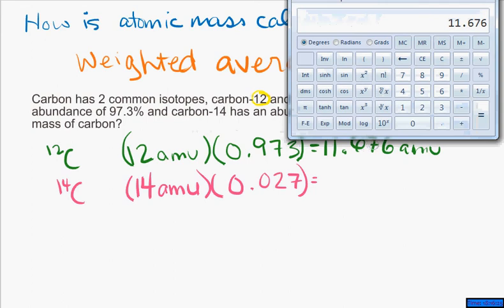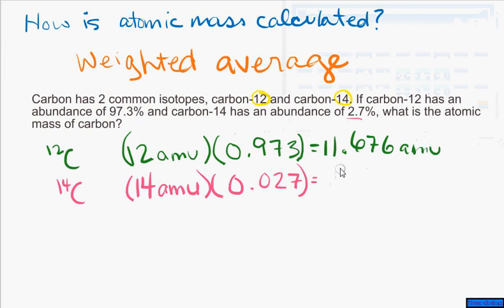And for carbon-14, we have 14 times 0.027. That comes up to 0.378. 0.378 AMU. The last step we need to take is to add these all together.